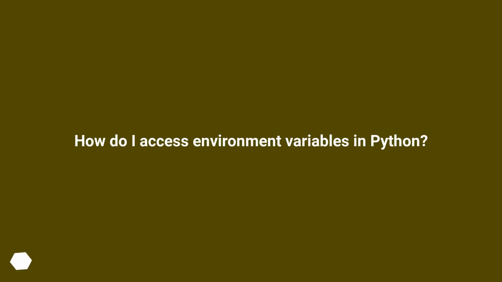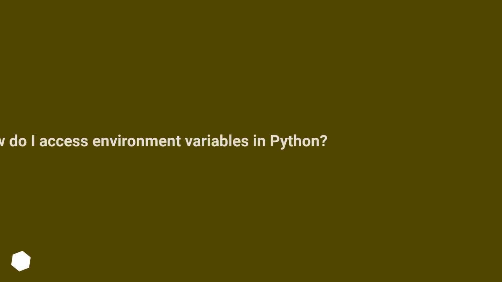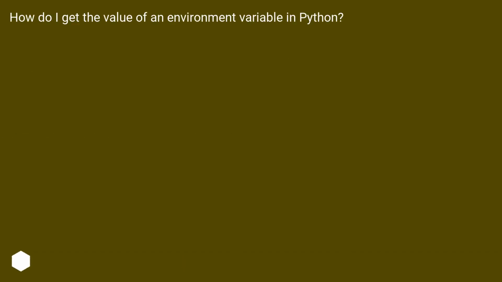How do I access environment variables in Python? How do I get the value of an environment variable in Python?